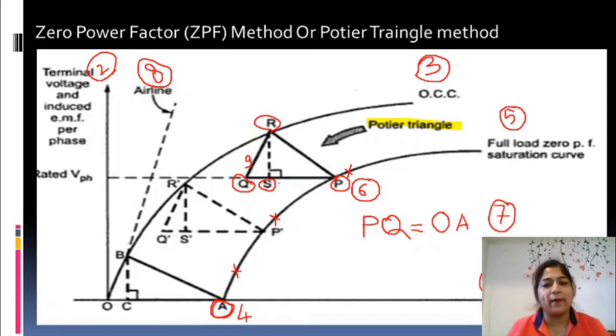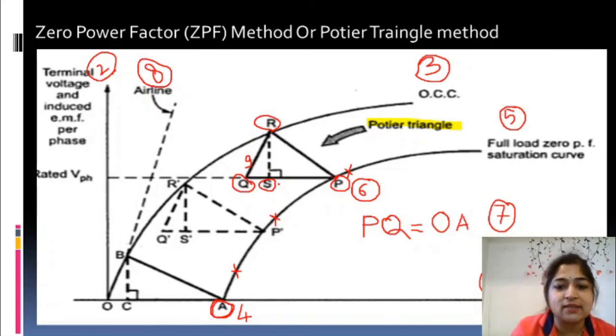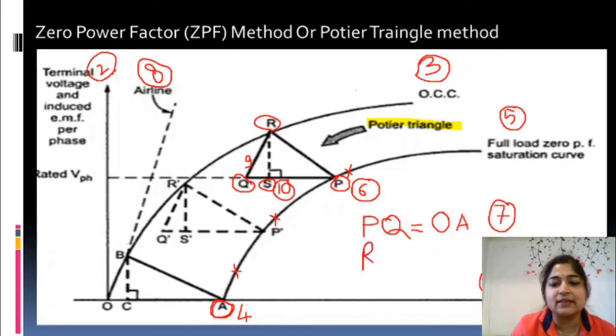We will draw a perpendicular from point R on PQ, which will meet PQ at S. Now this will be our 10th step. After this 10th step, I'll tell you how we will get the leakage reactance. This RS, the perpendicular we just dropped, is nothing but the EMF drop because of leakage reactance. The length of RS is equal to the voltage drop across leakage reactance.